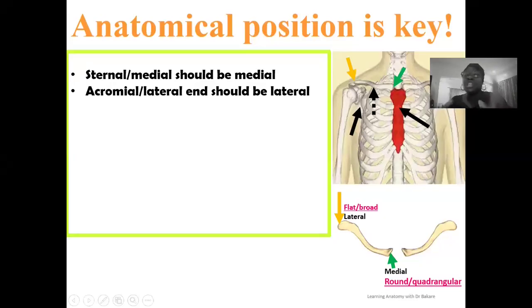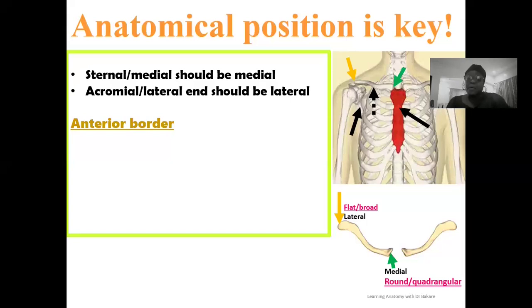So if we know the shape of both the sternal and also the acromial end, we will be able to place it in its correct anatomical position. Another factor that is important for us to consider is the anterior border of the clavicle. It is very important for us to know which is the anterior border and also which is the posterior border, because this border presents curvatures.